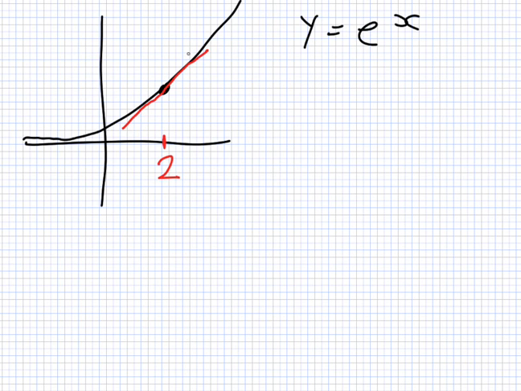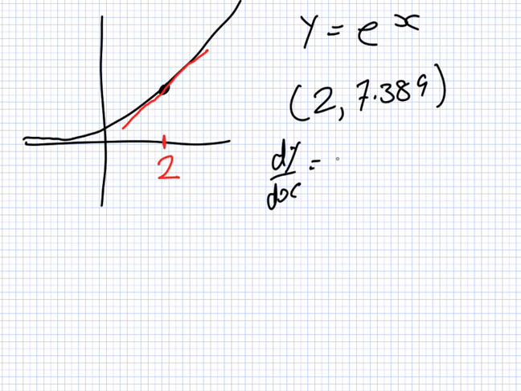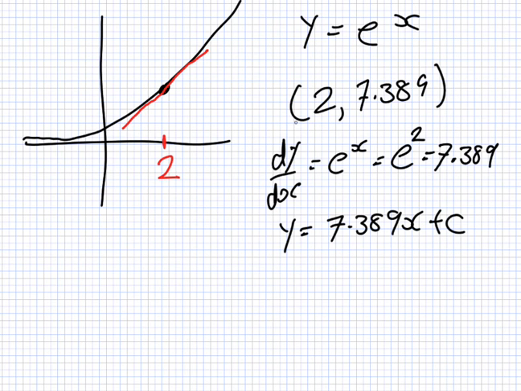Okay, nearly finished? So, firstly, our point would be x equals 2 and y, which is e squared, which is 7.389. Okay. dy/dx, what does that equal? e^x, e squared, which is 7.389. So y equals mx plus c. We put the point in to get the c.